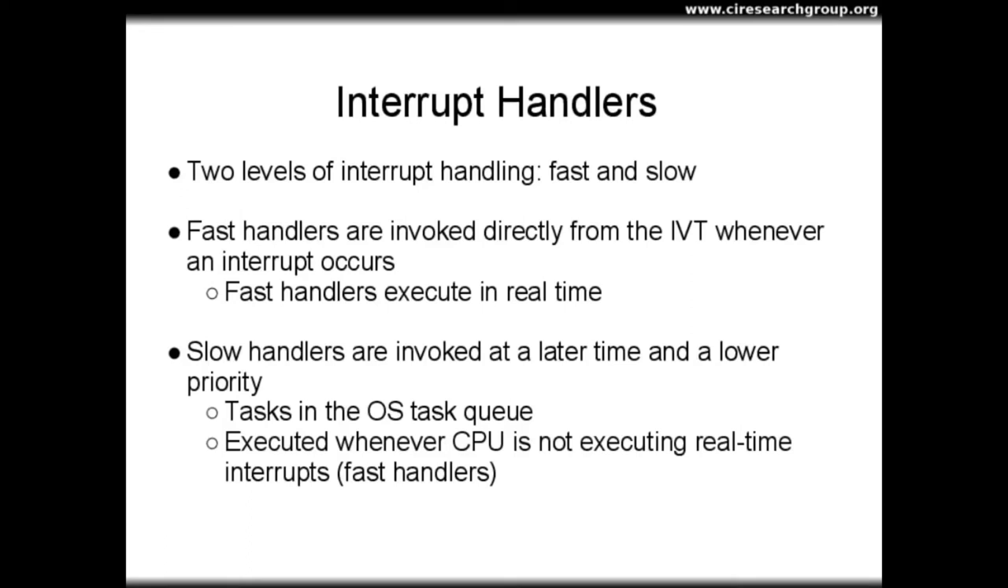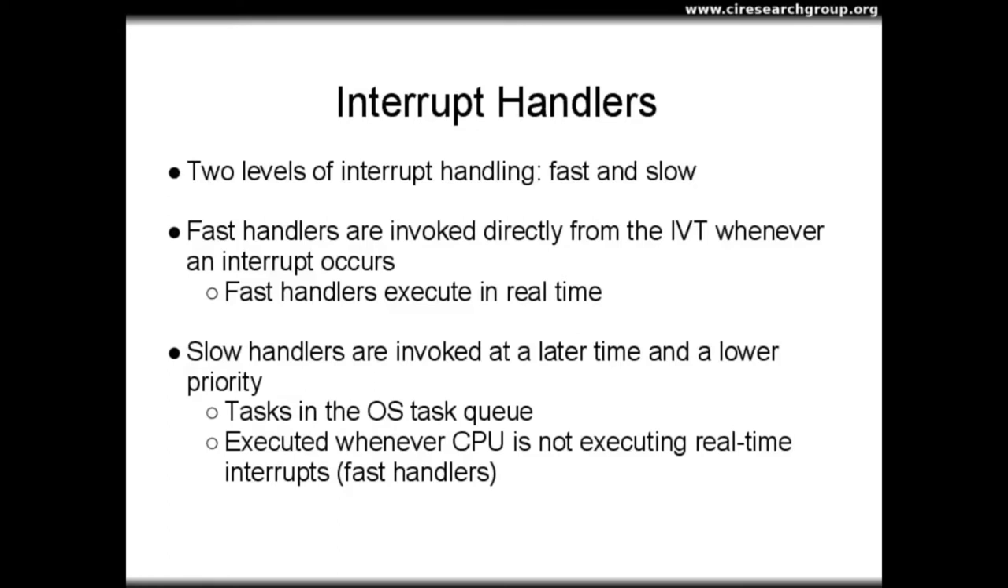When we actually go to handle interrupts, the handling occurs in the kernel. And this is done with two levels of interrupt handling, the fast interrupt handler and the slow interrupt handler. The fast interrupt handler is the piece of code that's invoked directly from the interrupt vector table whenever an interrupt occurs. This is the piece of code that the CPU is just going to jump to when an interrupt occurs.